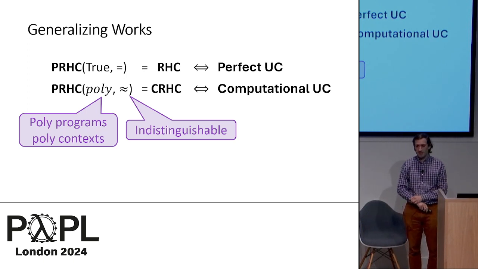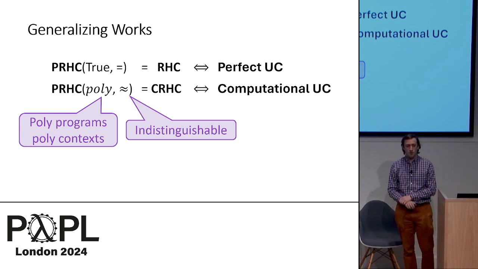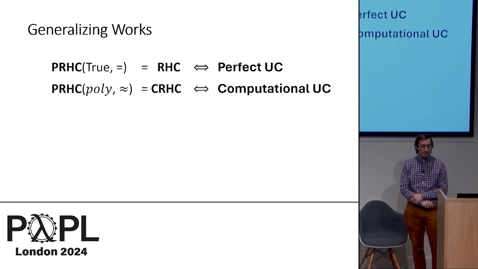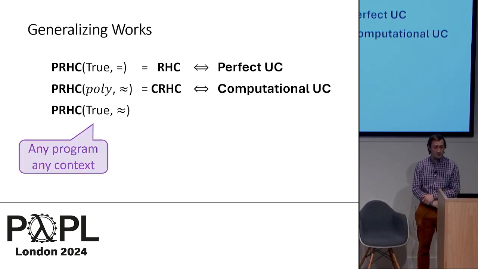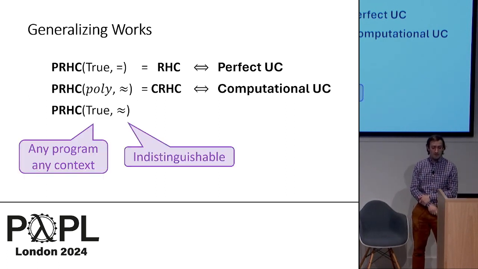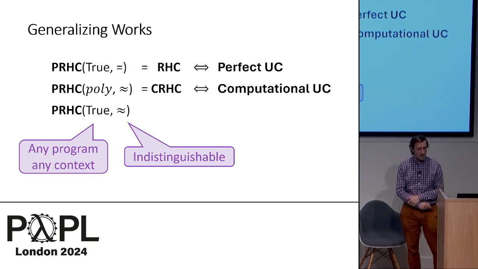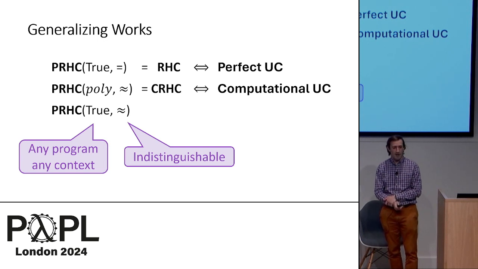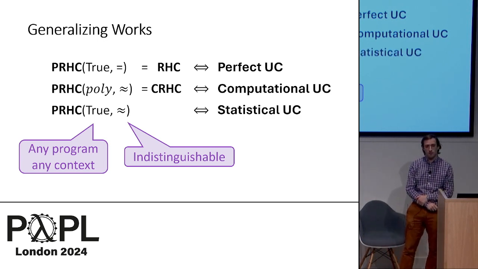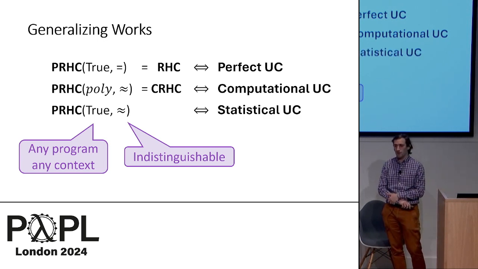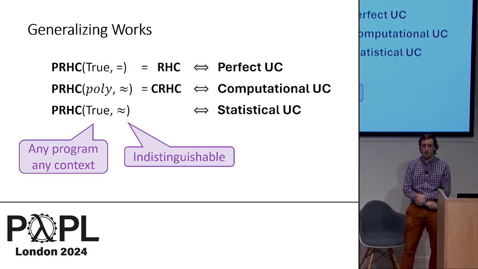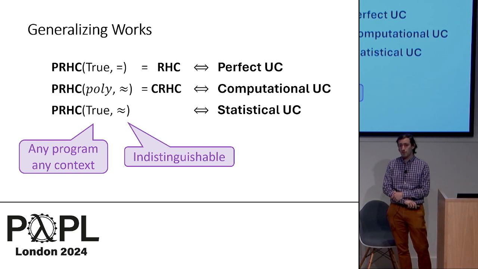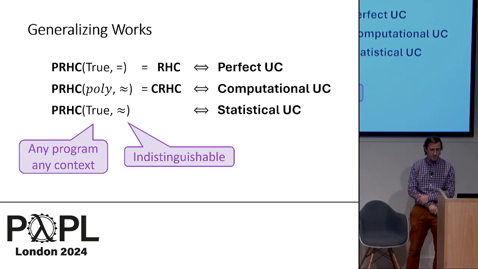That's cool. We've managed to catch both of these, but we do not have to stop there. We could, say, allow for arbitrary programs, but only demand indistinguishability. This doesn't correspond to any sort of robust compilation property I've already told you about, but it does correspond to a notion of UC that exists and that we understand, which is statistical UC security. This requires that the behaviors be statistically close to each other, but they don't have to be exactly identical.